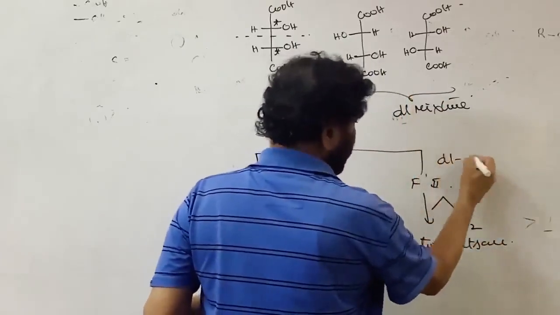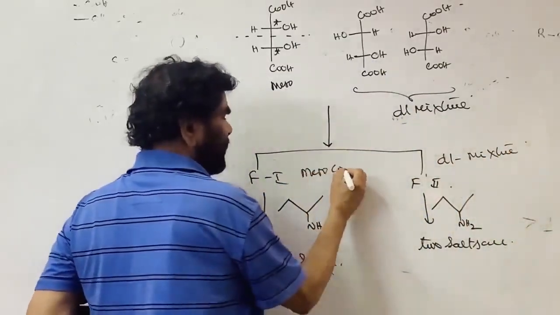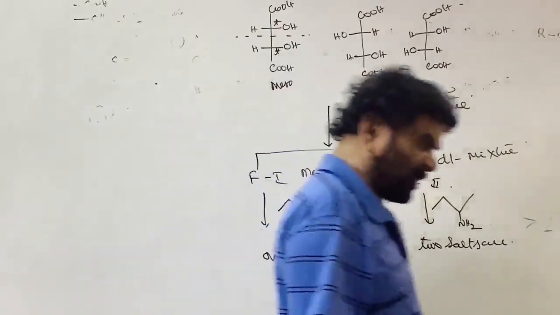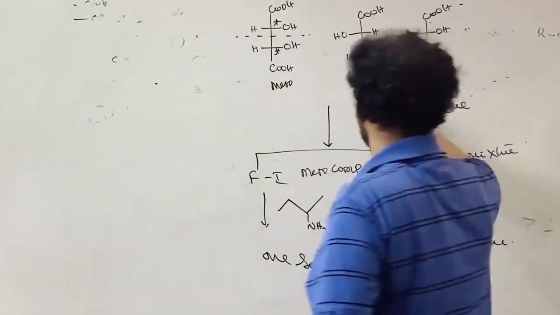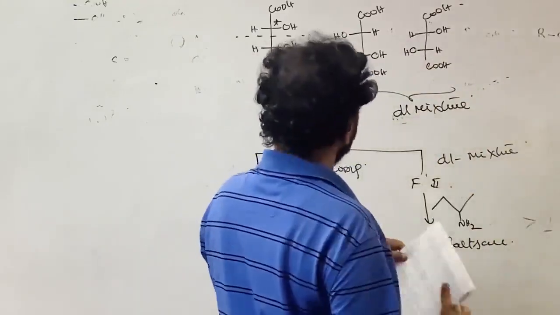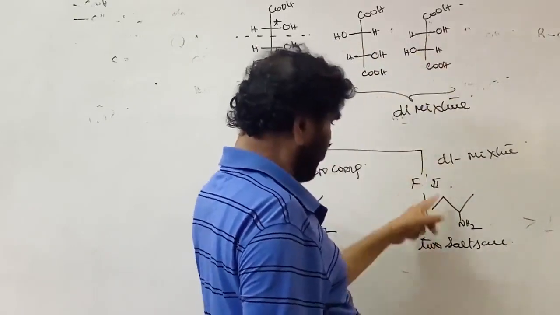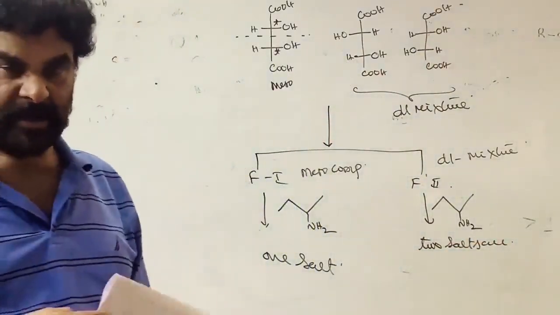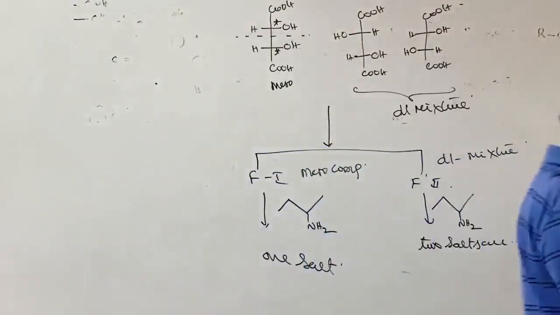So this is a DL mixture. This is the meso tartaric compound. All carboxylic acids react with an amine, and the corresponding salt is formed. The DL mixture reacts with the optically active amine to produce 2 salts. This is forming a salt, this is forming a salt. Now these two have a diastereomeric relation. It is the separation of the DL mixture by converting it into diastereomers.